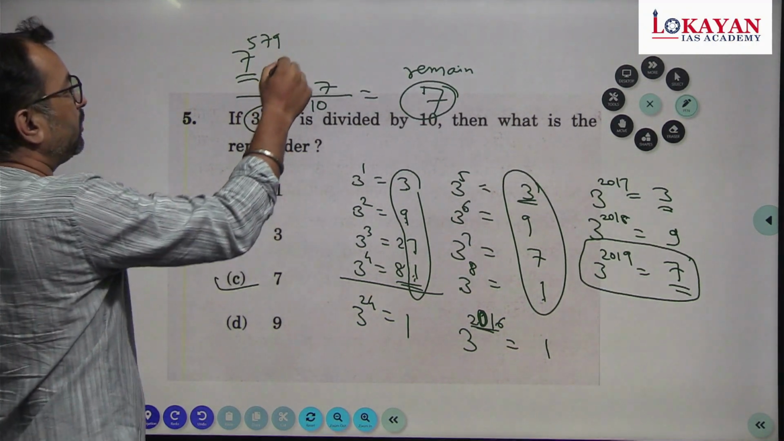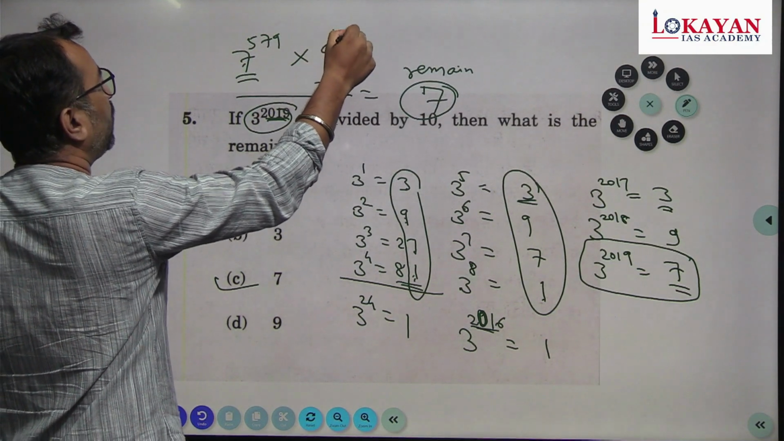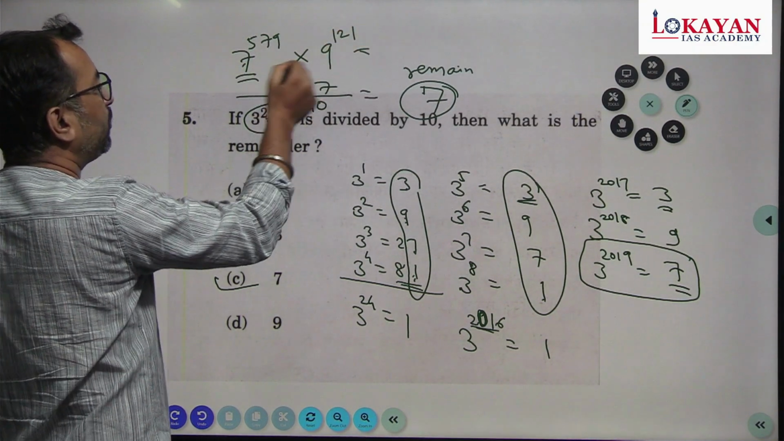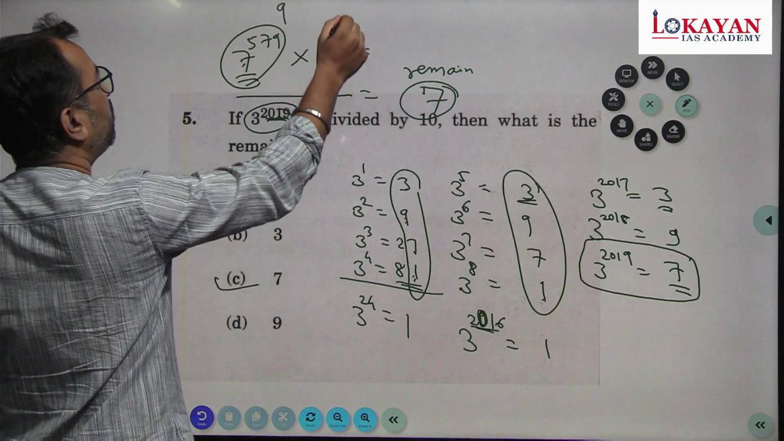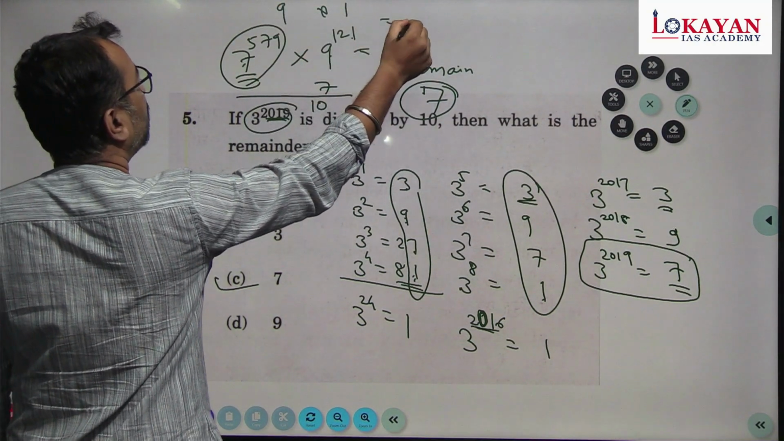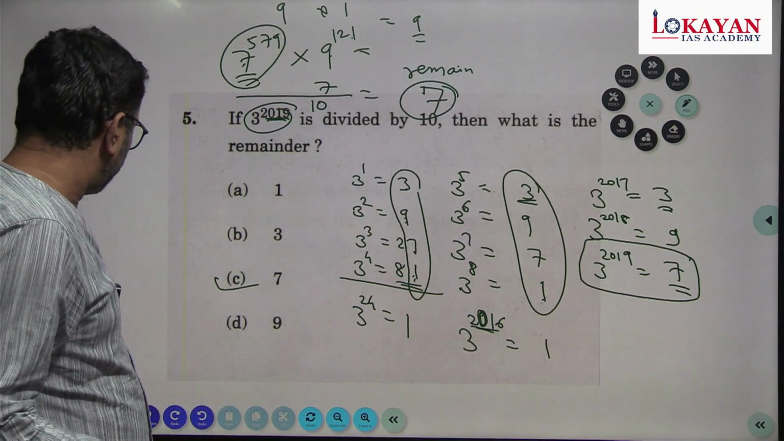Sometimes they will ask you 7 to the power 759 into 9 to the power 121, and what will be the unit place of the multiplication? Suppose this gives you unit place 9, this gives you unit place as 1, so the multiplication will be 9. So in this way, you can find the answers.